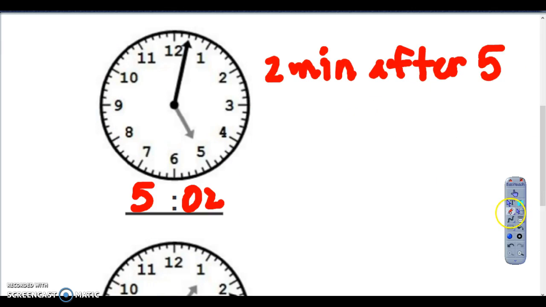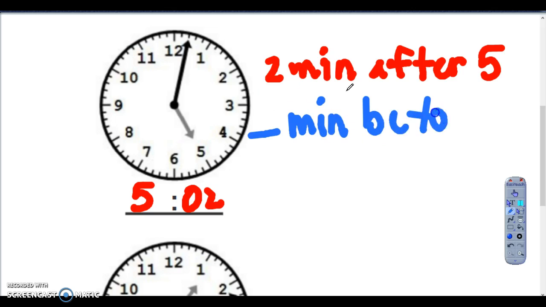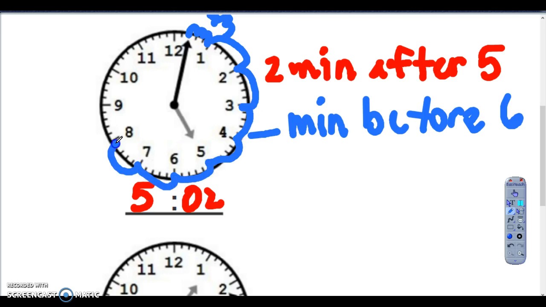On the next one, you should have got that it was 5:02, which is 2 minutes after 5. So we need to figure out how many minutes before the next hour, which is 6. So if we were to count here, we have 1, 2, 3. So I have 3 minutes I need to remember to add in at the end. 5, 10, 15, 20, 25, 30, 35, 40, 45, 50, 55. Plus 3 would be 58. And 58 plus 2 does equal 60.